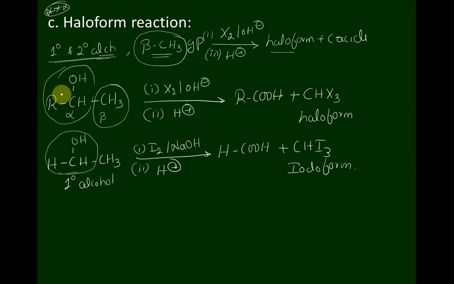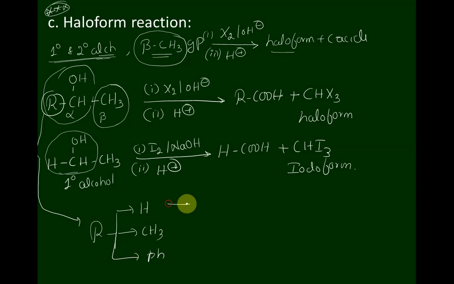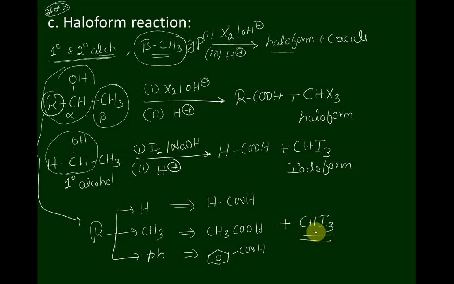So this R group, whatever R group I have taken here, may be hydrogen, or CH3, or Ph. If hydrogen is there, it gets converted into formic acid. If CH3 is there, it gets converted into acetic acid. If Ph is there, it is converted into benzoic acid, forming a common byproduct, that is iodoform. Very important for your objective level programs. Learn it properly. Note it down.